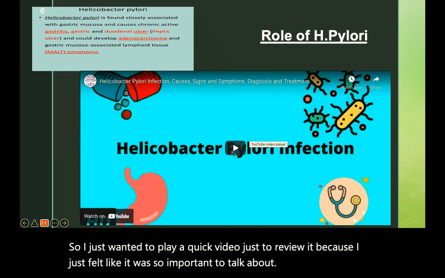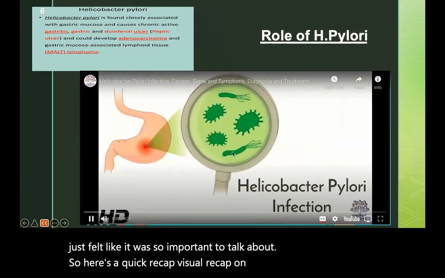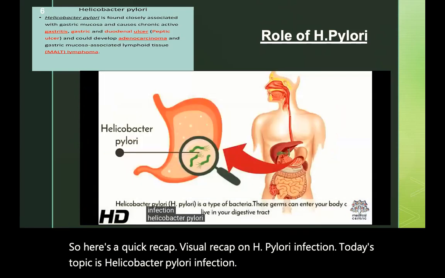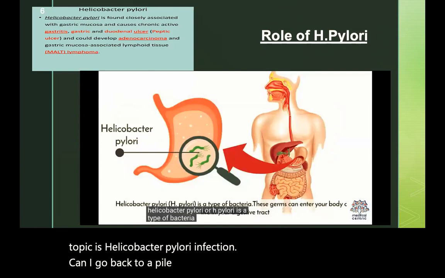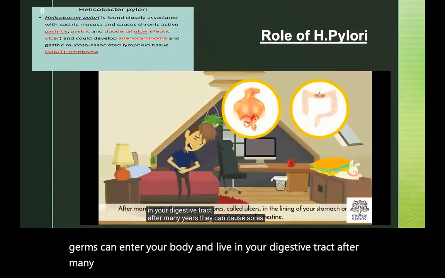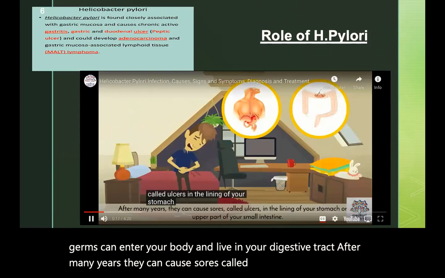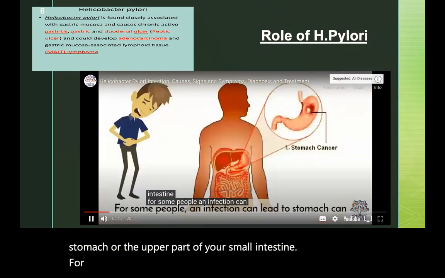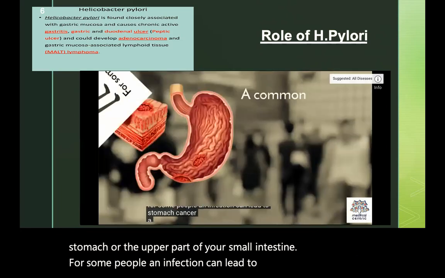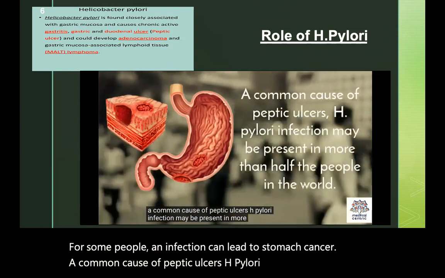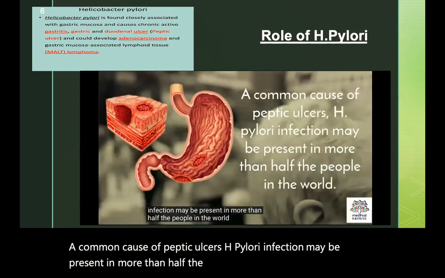So here's a quick visual recap on H. pylori infection. Today's topic is Helicobacter pylori infection. Helicobacter pylori, or H. pylori, is a type of bacteria. These germs can enter your body and live in your digestive tract. After many years, they can cause sores called ulcers in the lining of your stomach or the upper part of your small intestine. For some people, an infection can lead to stomach cancer. A common cause of peptic ulcers, H. pylori infection may be present in more than half the people in the world.